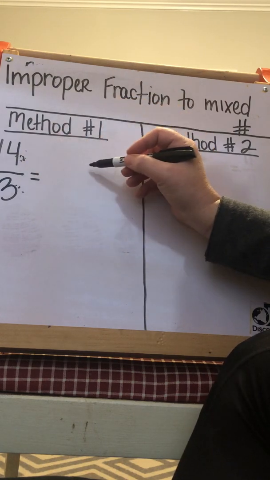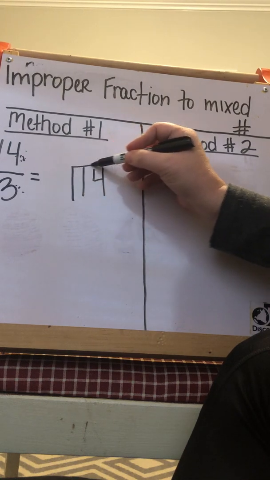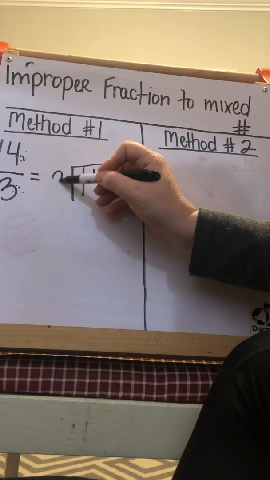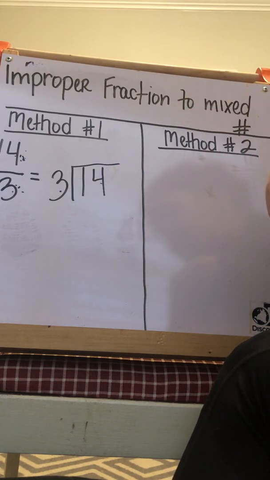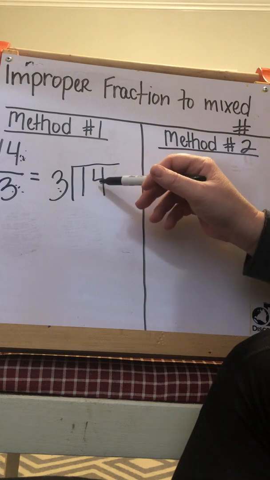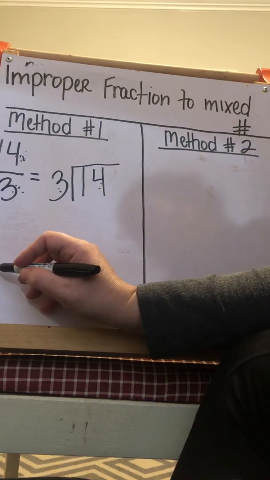So your numerator is going to be inside the house, okay? And your denominator is outside of the house. So this is 14 divided by 3. What we say in class is, how many 3s can you fit into 14? Now, if you know your times tables, that's pretty easy. But if you don't, you can skip count.